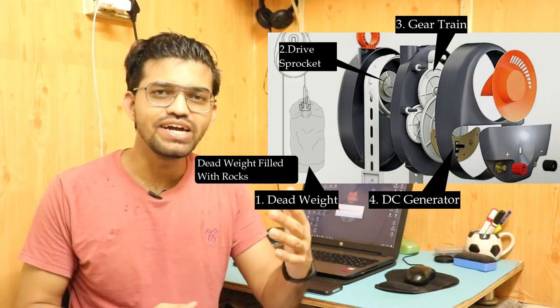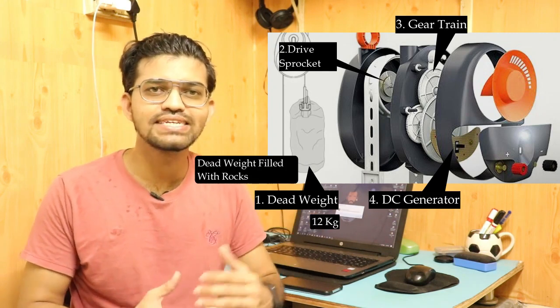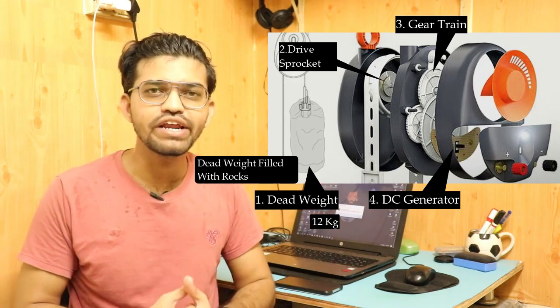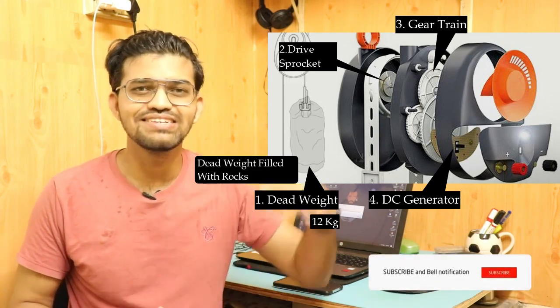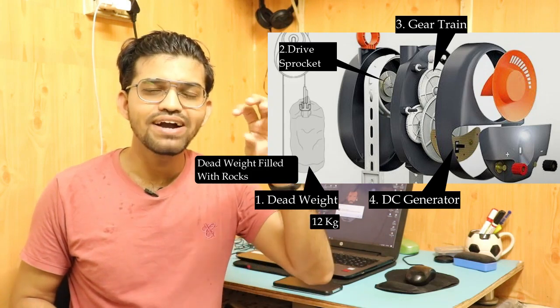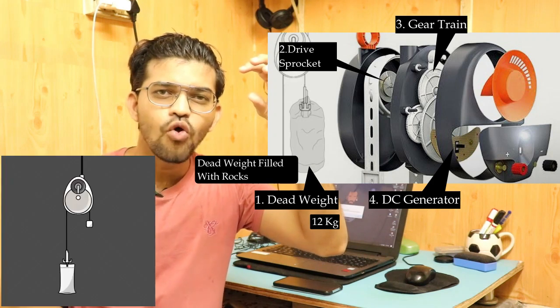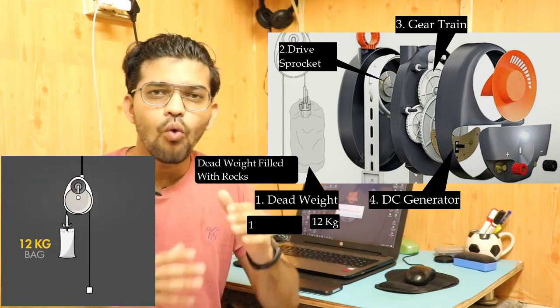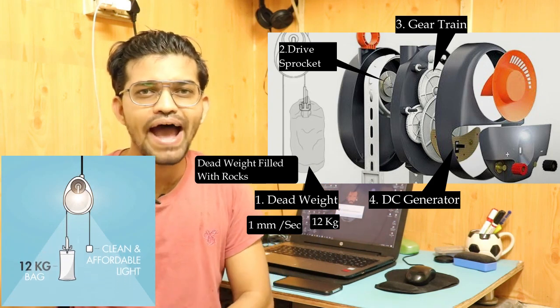This particular bag weighs around 12 kgs and it is lifted to a particular height. Let's say around 1.2 meters, or 6 feet of height, which is the typical height of a human being. When that bag is lifted to that height, it starts descending very slowly, about 1 mm per second. That is the descending speed of the bag.